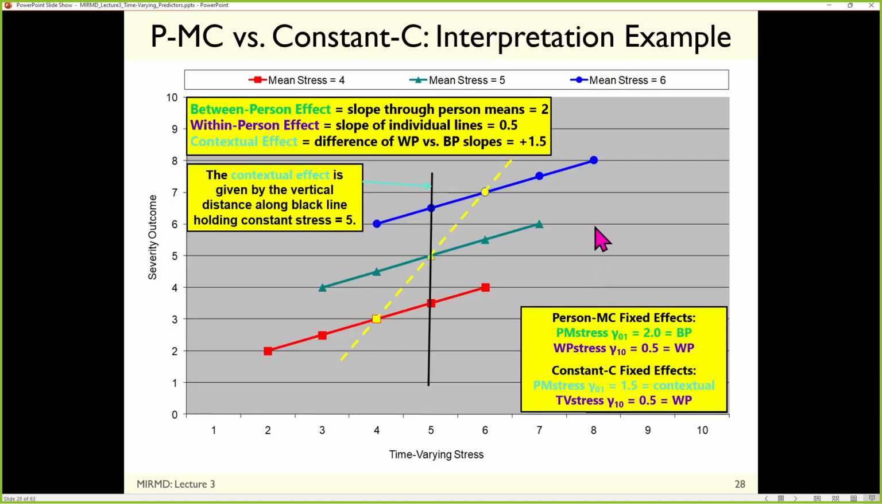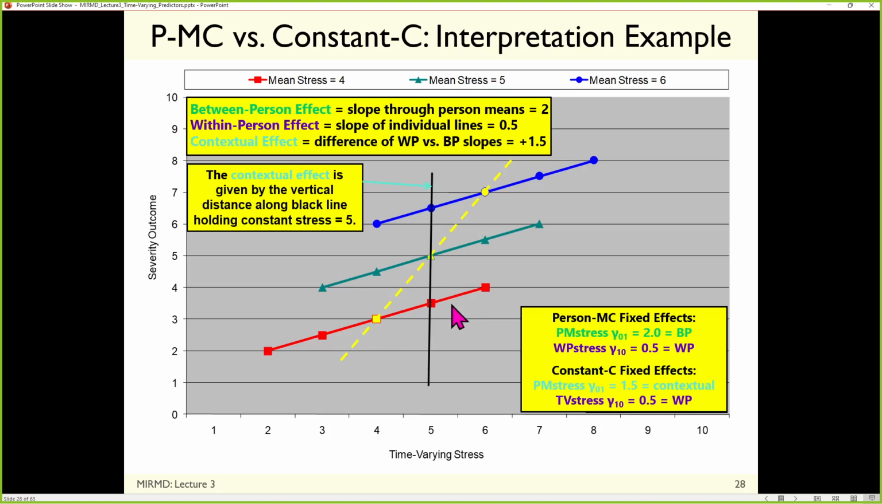I have a better picture that might help too. So in this picture, same story as before, time-varying stress as a predictor on the x-axis, time-varying severity as an outcome on the y-axis. These are different people for different lines. So I have my low stress person, medium, and high, and I'm showing you 3 different effects on the same picture. The slope through the person means, that the yellow line is giving, is the between-person effect. It's a 2. So for every unit more stress on average than other people, severity goes up by 2. The within effect is the slope of the individual lines through a person's data. So for every unit more stressed they are than usual, their severity goes up by 0.5 in this picture. The slope of these lines is 0.5.